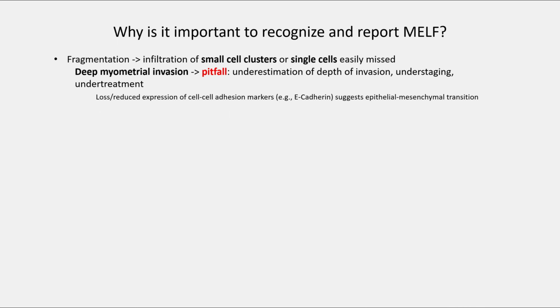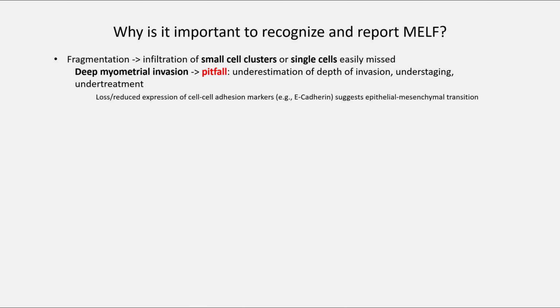So why is it important to recognize MELF? The literature on the prognostic significance of the presence of MELF alone is conflicting, and I'm not going to go into that now. But studies have shown that the neoplastic cells of MELF show loss or reduced expression of cell-to-cell adhesion molecules, such as E-cadherin, which suggests an epithelial mesenchymal transition. The morphological correlate of this is the characteristic fragmentation of MELF glands, sometimes leading to infiltration in the form of small cell clusters or even single cells.